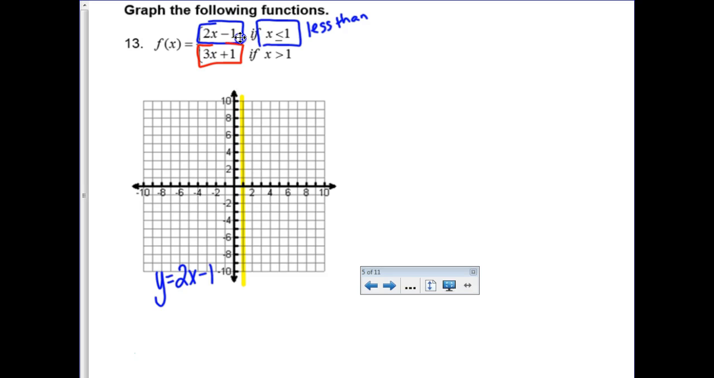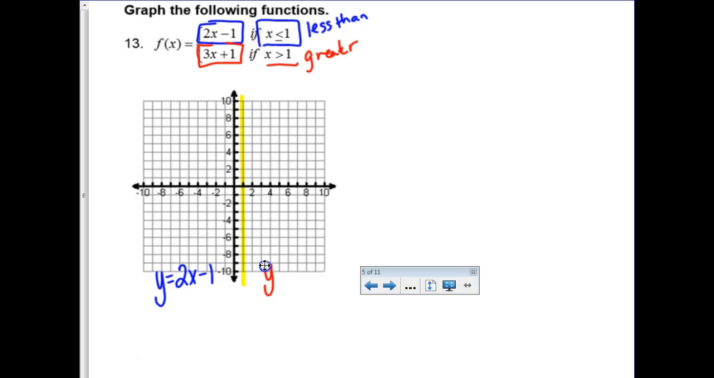So this function only exists for x's that are less than 1. So if I think about my x's that are less than 1, it's all of these x values, so everything on the left side of the boundary line. Because like -2 would work, -4 would work, -6. Okay. So where would this red function be located? Yeah, everything greater than 1, so on the right side of the boundary line.